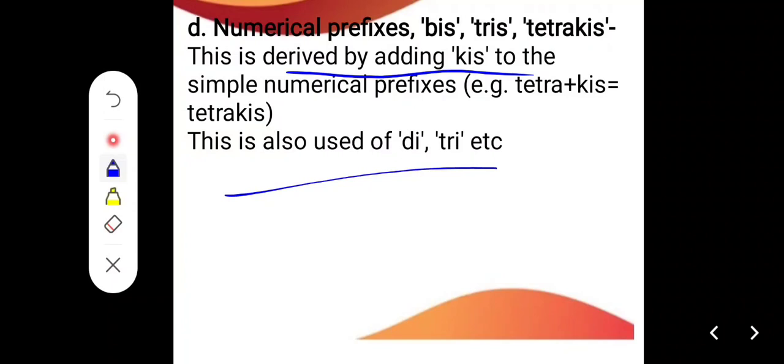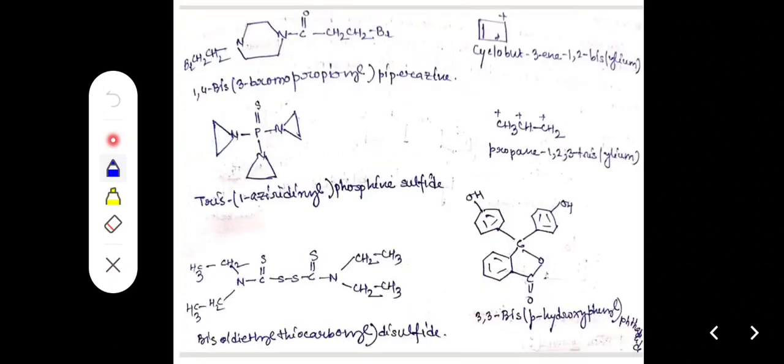Or sometimes in many IUPAC nomenclature names there are already bi, tri, tetra given in the naming. So in that case, for the number of functional groups we can use bis, tris, tetrakis type of prefixes. Okay, examples. There is 1,4-bis(3-bromopropanoyl)piperazine.